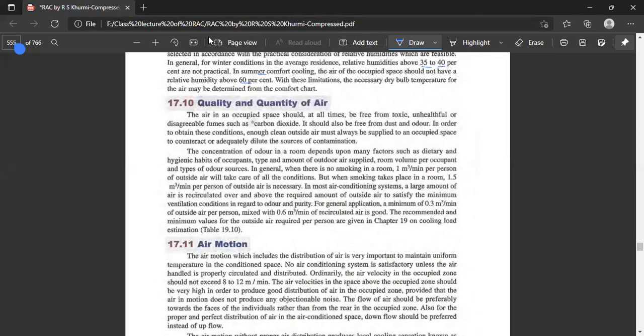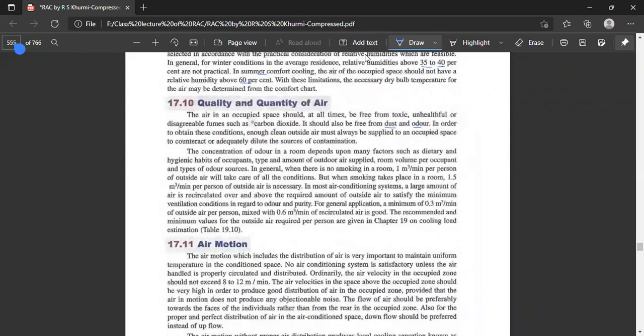Air should be free from such noxious gases or disagreeable gases like carbon dioxide. It should be free from dust and odor, because bad odor is not healthy. It should not have a maximum amount of carbon dioxide. It should not have dust.